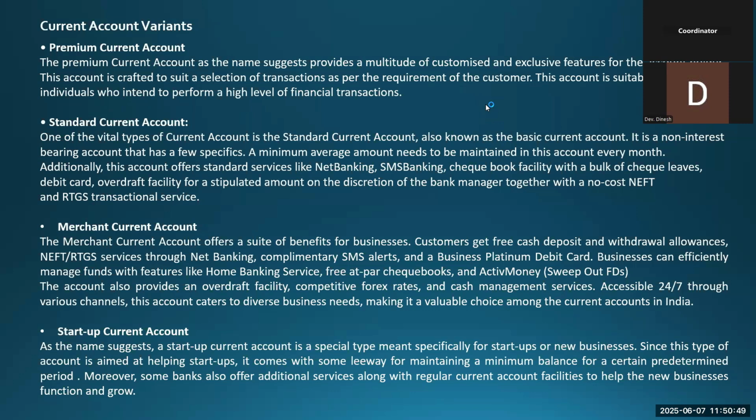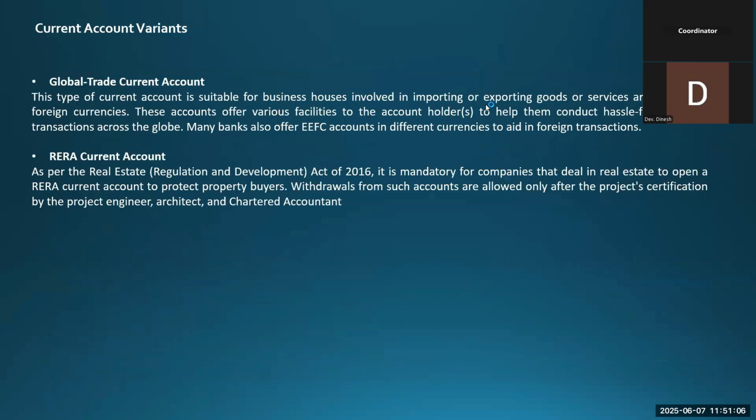So like savings account has multiple variants, current accounts also have multiple variants: premium current account, standard account, merchant current account, startup current accounts. Each type of current account will have a distinct service which is available, right? Global trade account is for customers who have more foreign exchange transactions, both import and export transactions. RERA current account is for customers who are dealing with real estate development.